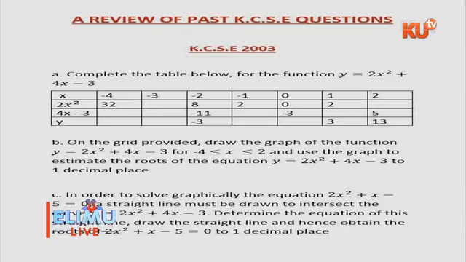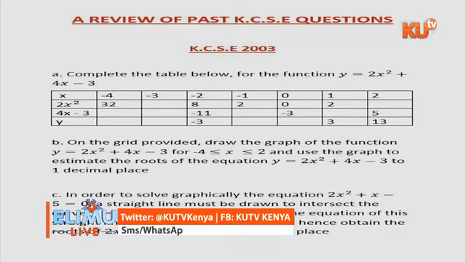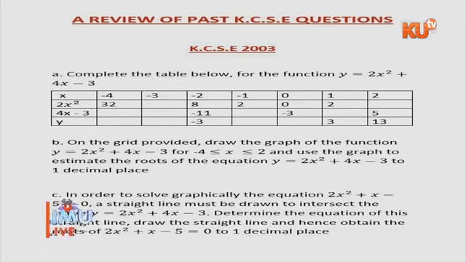So the first question is from 2003. As you can see the question on your screen, we are told to complete the table of the graph for the function y equals 2x squared plus 4x minus 3. Y equals 2x squared plus 4x minus 3.